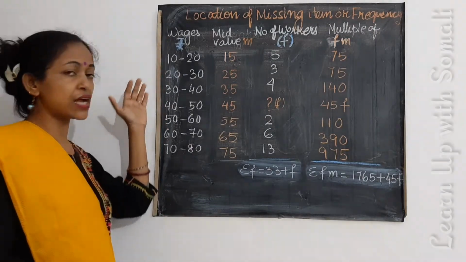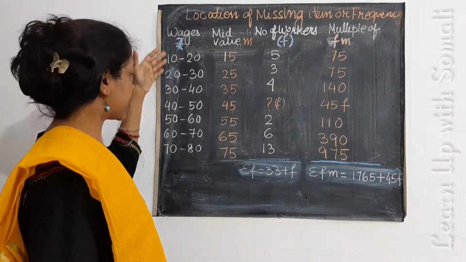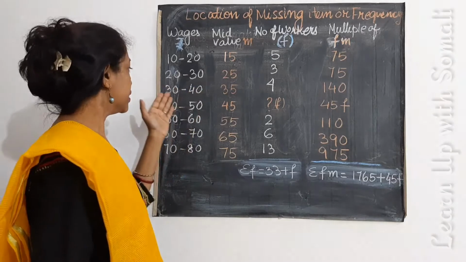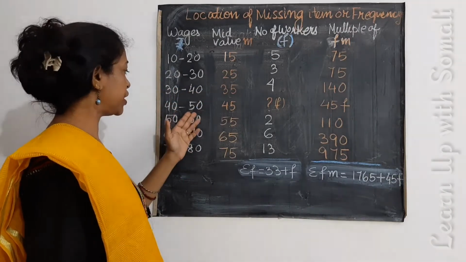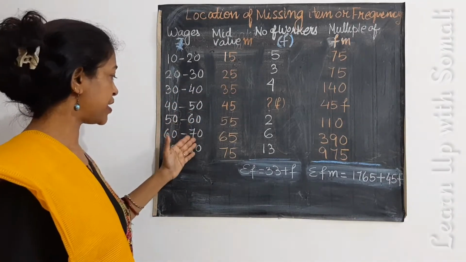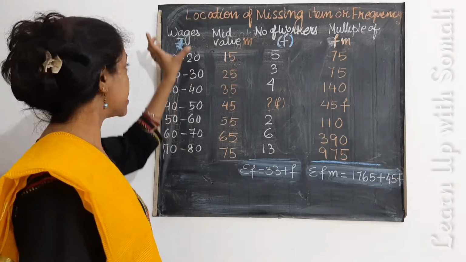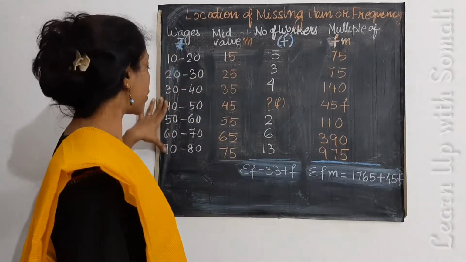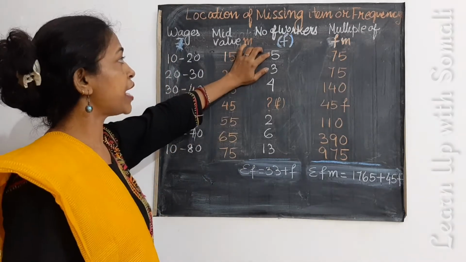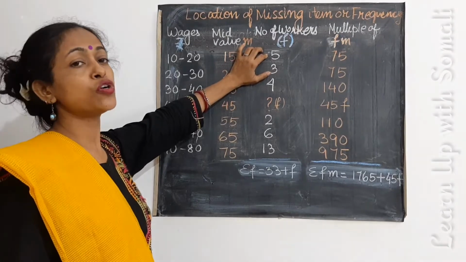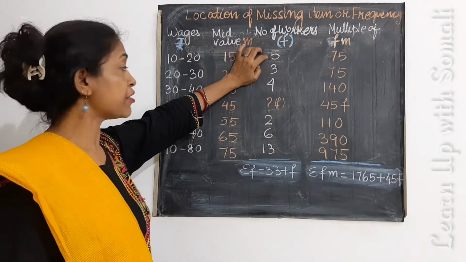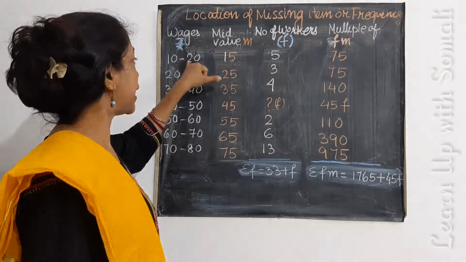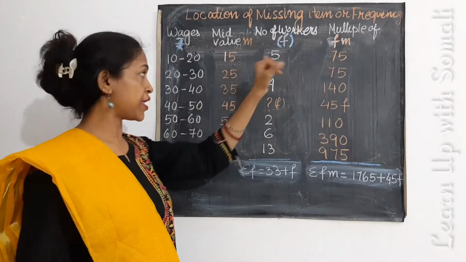Suppose the wages are given in the class interval 10 to 20, 20 to 30, 30 to 40, 40 to 50, 50 to 60, 60 to 70, and 70 to 80. This is the wages given to different workers. So, corresponding to each class interval, we have the number of workers, or to be precise, if we say the frequencies given. Now, in the first class interval, 10 to 20, 5 workers are there.